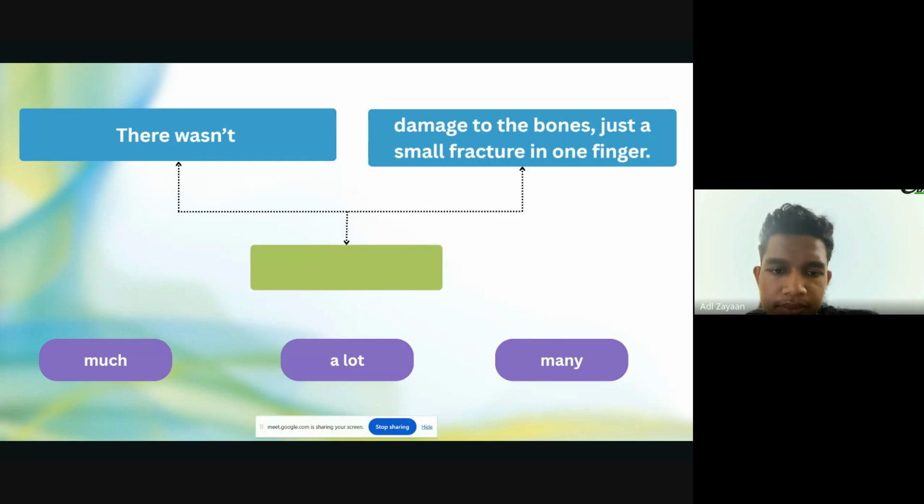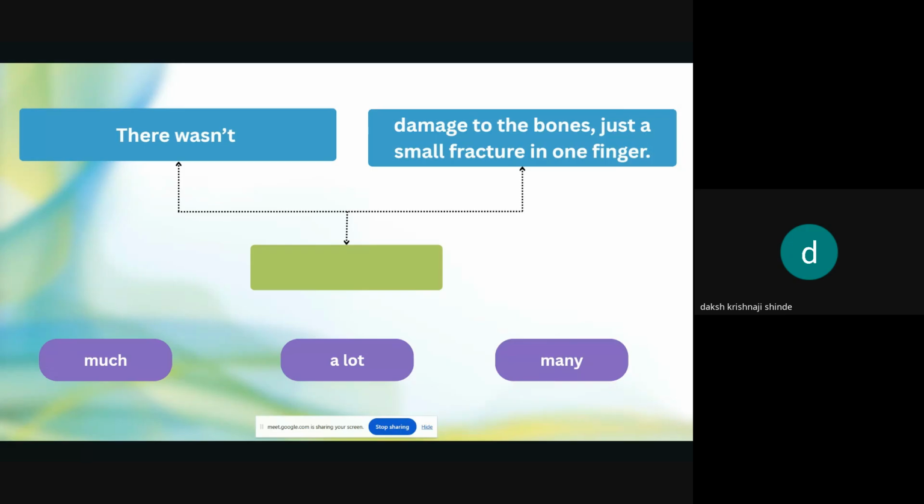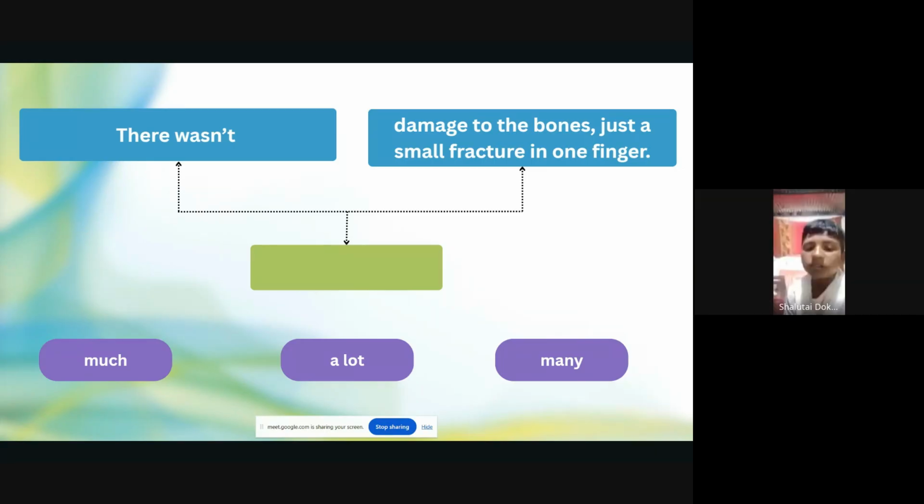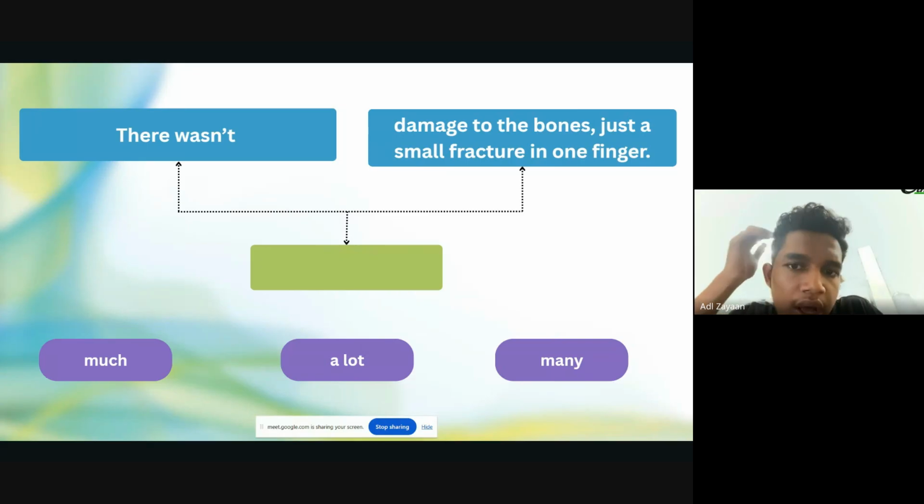A lot, sir. Many. A lot. Many is used if the things are countable. Okay, so I'll say the correct answer is "much." Yes, much is the correct one.